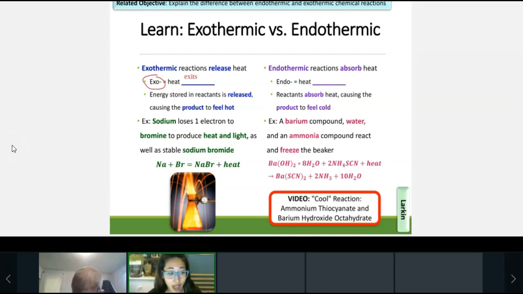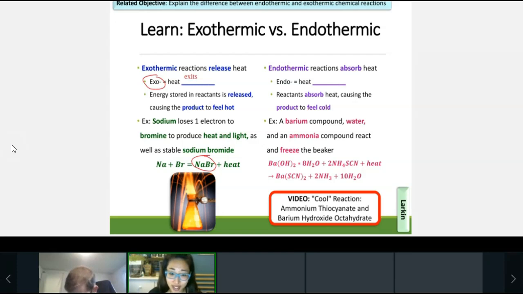So these are hot reactions, where energy that's stored in our reactants gets released, causing the product to feel hot. An example here is sodium and bromine can react very violently to produce heat and light, and they form a different chemical, sodium bromide, which is now stable and will have different properties than the sodium and bromine by themselves.